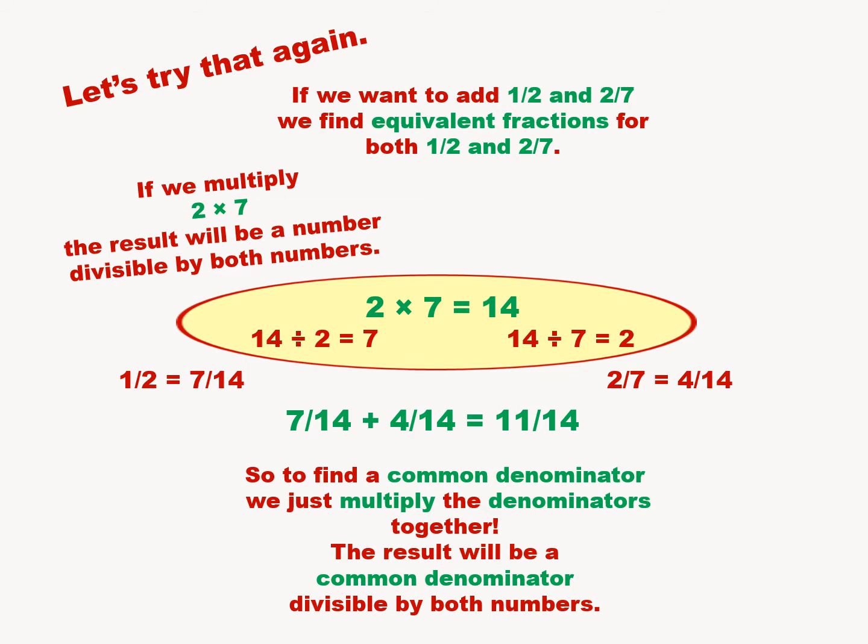We find that 1/2 is equal to 7/14, and 2/7 is equal to 4/14. Now all we have to do is add 7/14 and 4/14, and our answer is 11/14. So to find a common denominator, we simply have to multiply the denominators of the fractions we're adding together. The result will always be a common denominator.